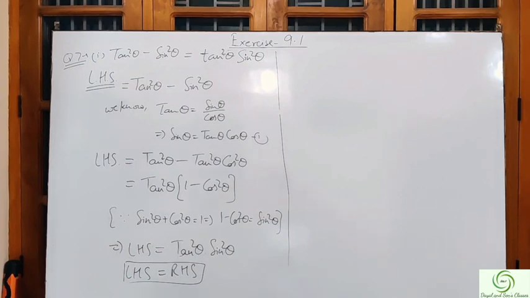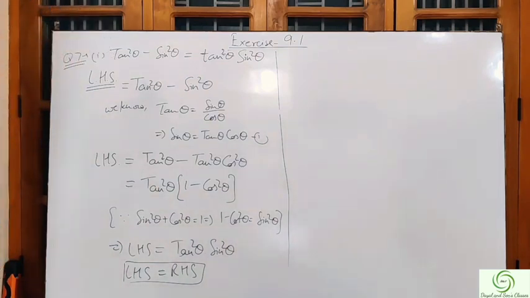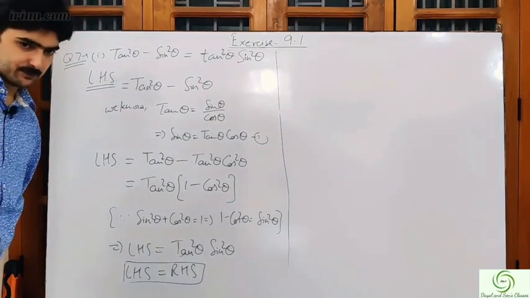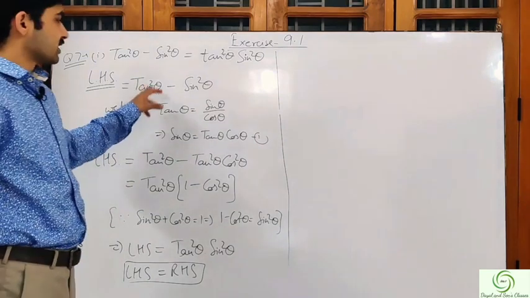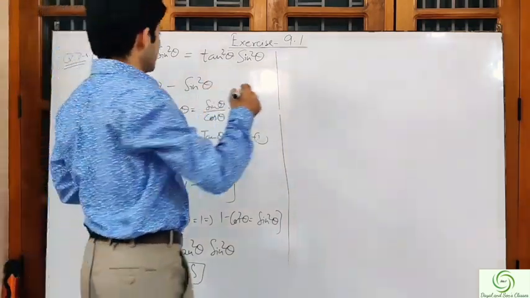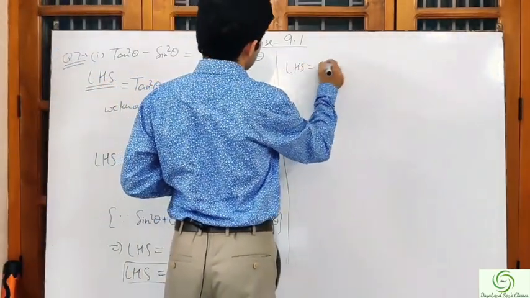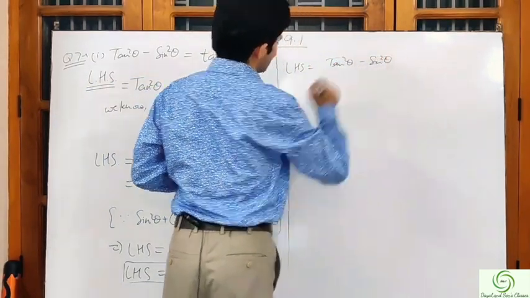I hope this is clear. I hope this has become clear to all of you, what we have done here. And you can solve this in an alternative method also. Let me tell you that also. LHS is, we have tan square theta minus sin square theta, right?